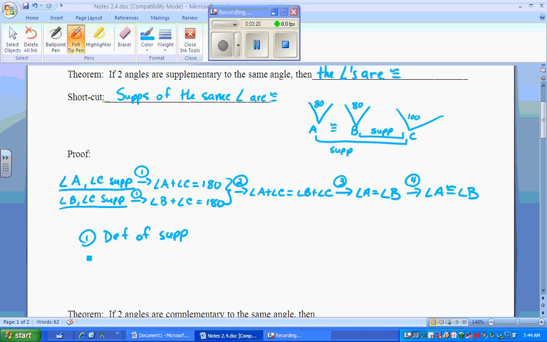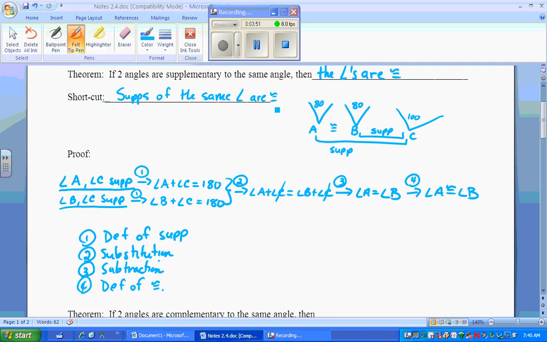Reason 1, to go from here to say 180, this would be definition of supplement. Number 2 would be your substitution. 3 would be we subtracted. We got rid of C, so we did subtraction. And then 4 would be definition of congruent. So this is the long proof for the reason supplements of the same angle are congruent.